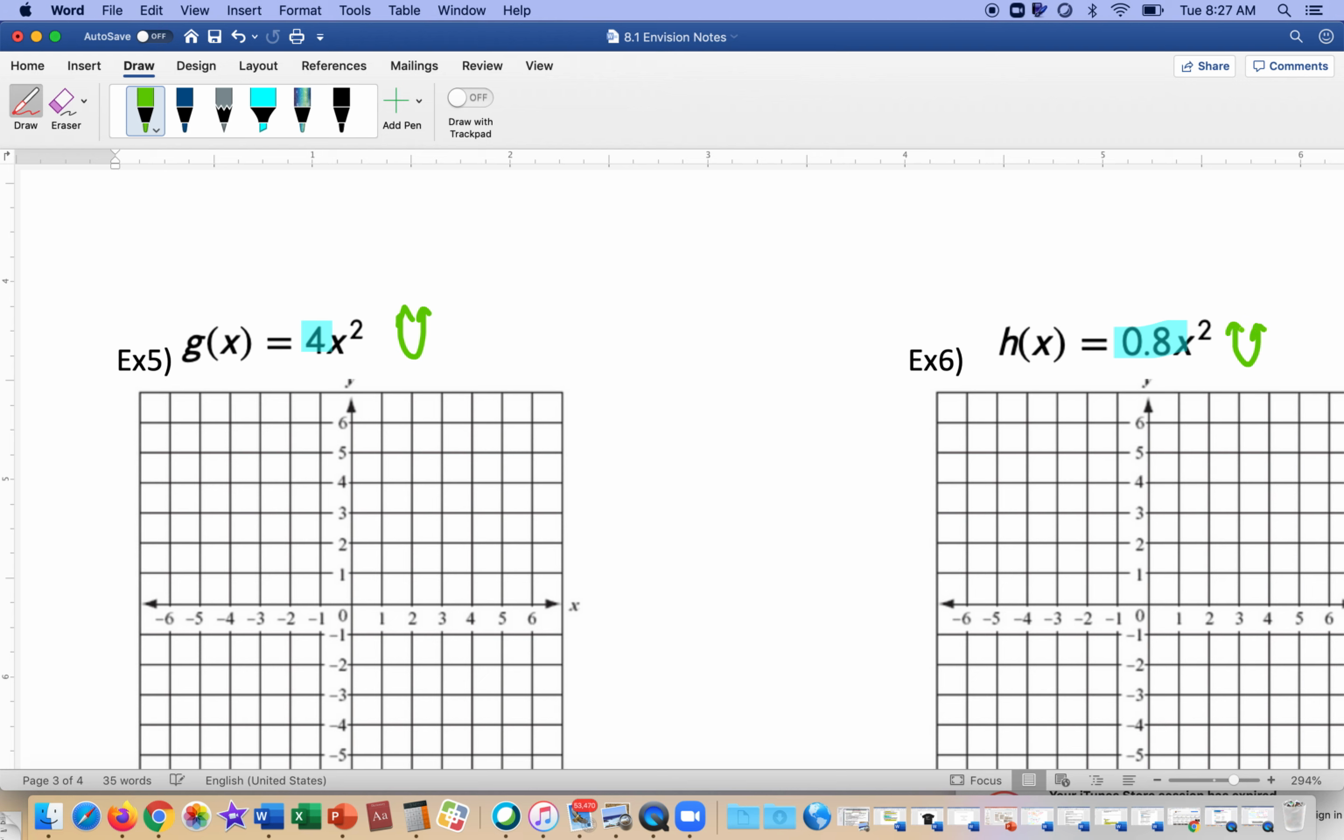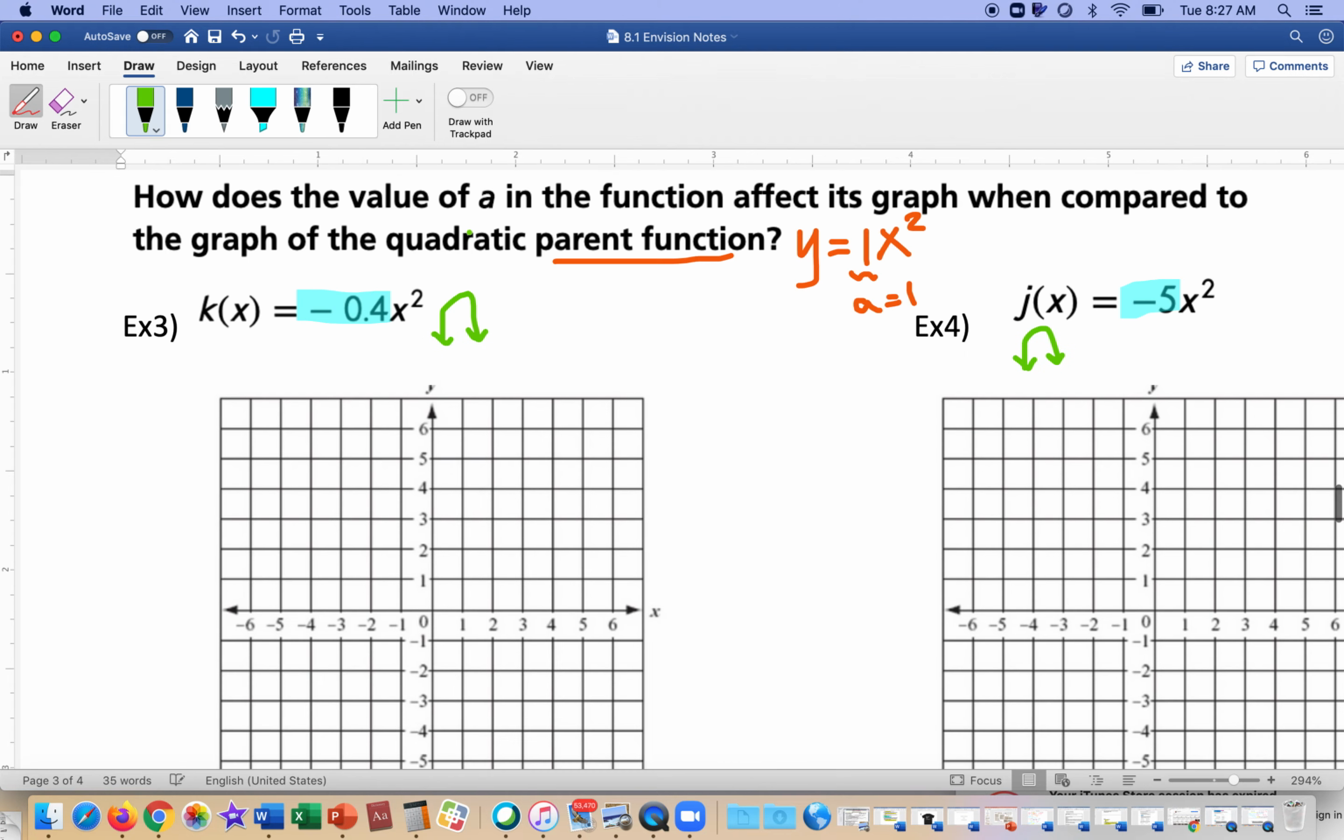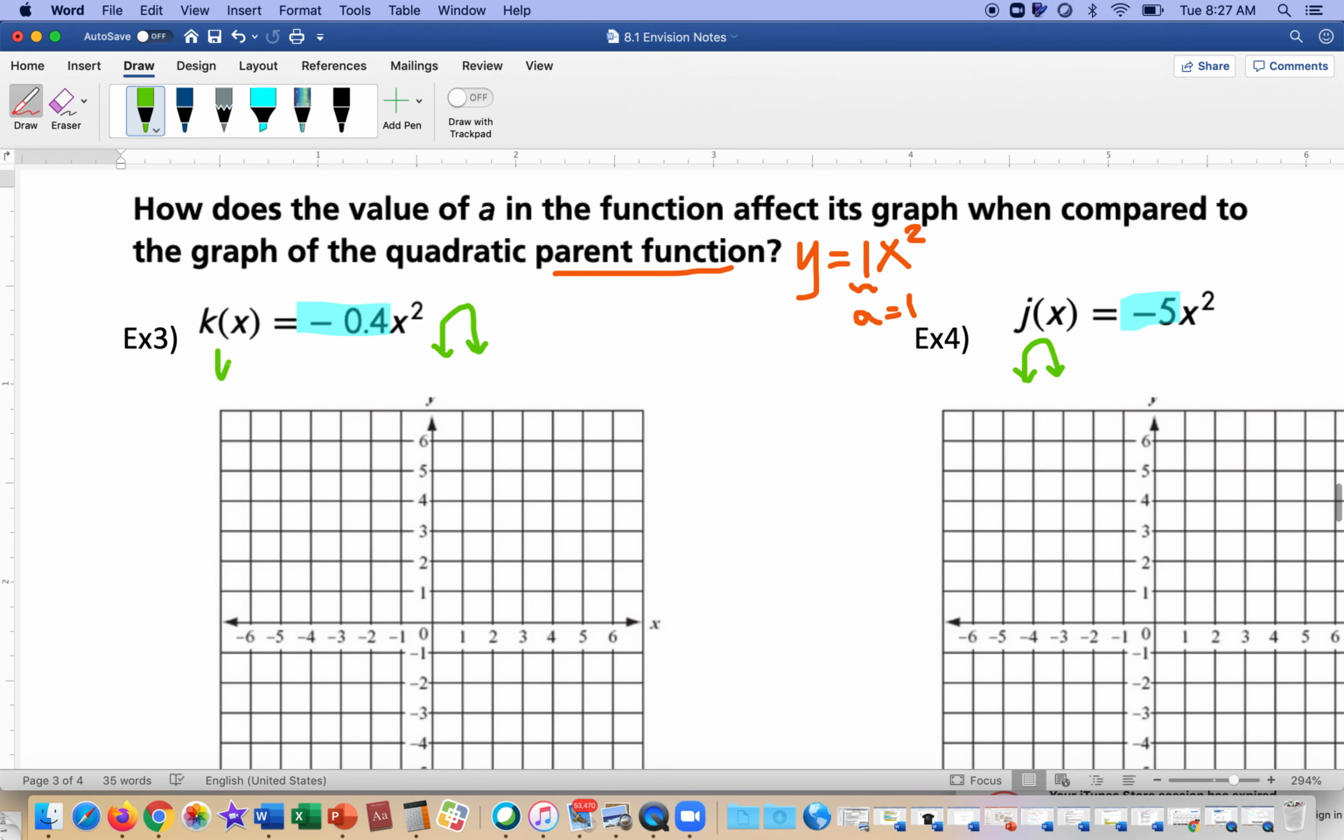Remember, f of x, g of x, they're all the same thing as y, right? It's just giving it a different name so that when somebody asks how does k of x compare, how does g of x, j of x, or h of x compare, you know which equation somebody's talking about. Now, the a value does two things. You have to see if it opens up or down, and whether it's narrower or wider than the parent.